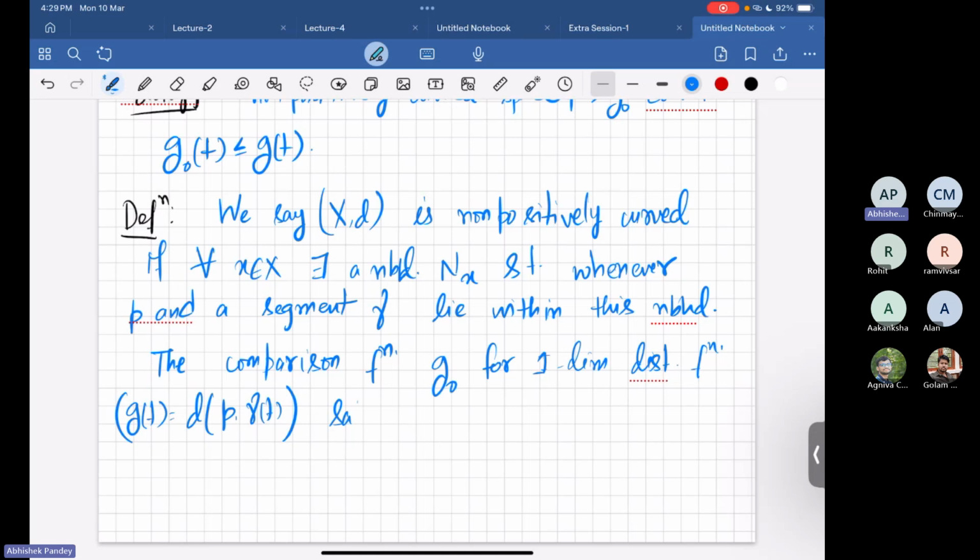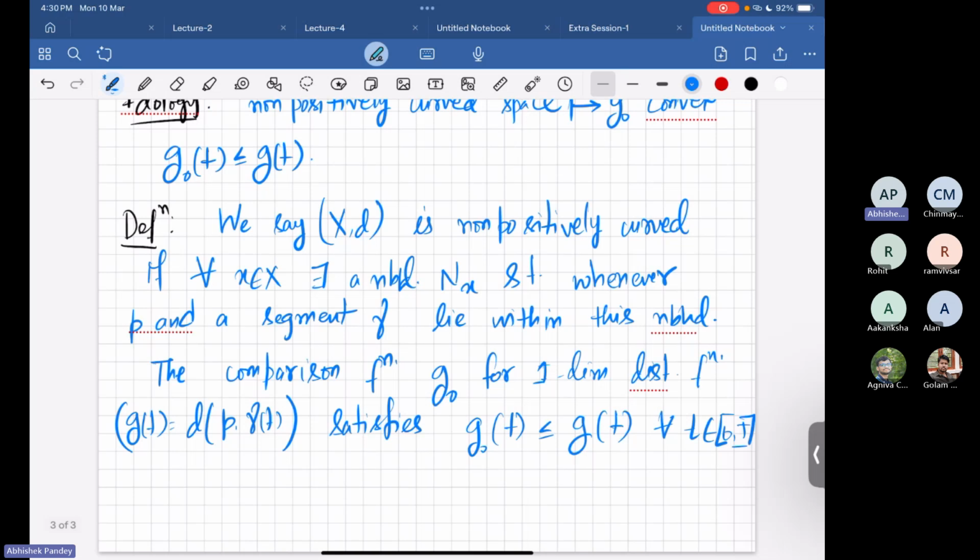This satisfies, so basically g naught satisfies g naught of t is less than or equal to g of t for every t belonging to 0 comma t. Okay, so this is our definition for (X, d) to be non-positively curved. I will come to the definition, but before that, we will compare some different notions, different equivalent ways of defining it. Up to this, is it clear?